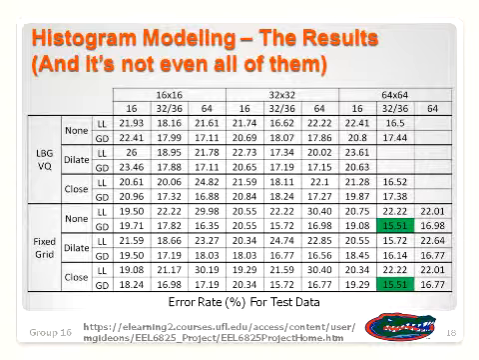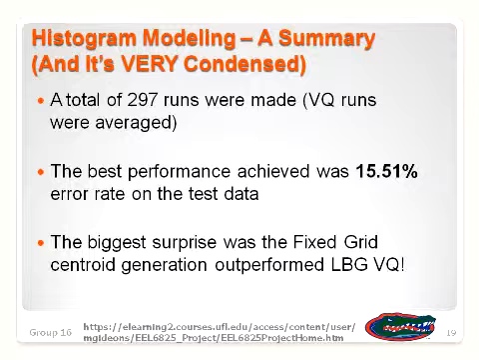In summary, for the histogram modeling, a total of 297 runs were made, with the first 27 modes being run 10 times each and the results averaged. The best performance achieved was a 15.51% error rate on the test data. And the biggest surprise was that the fixed grid centroid generation outperformed LBGVQ.